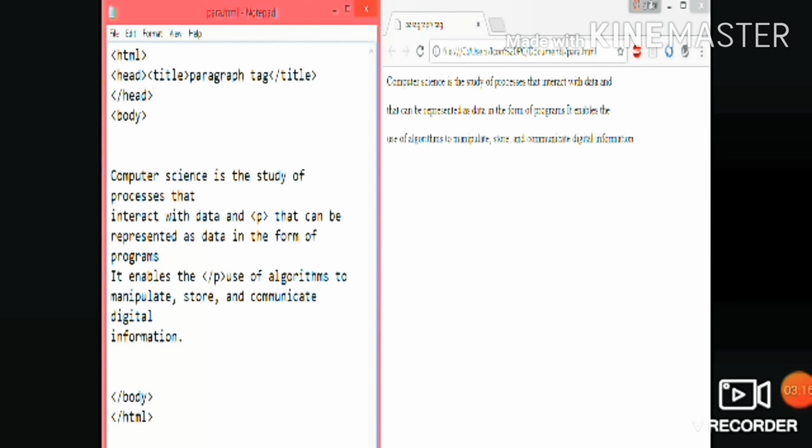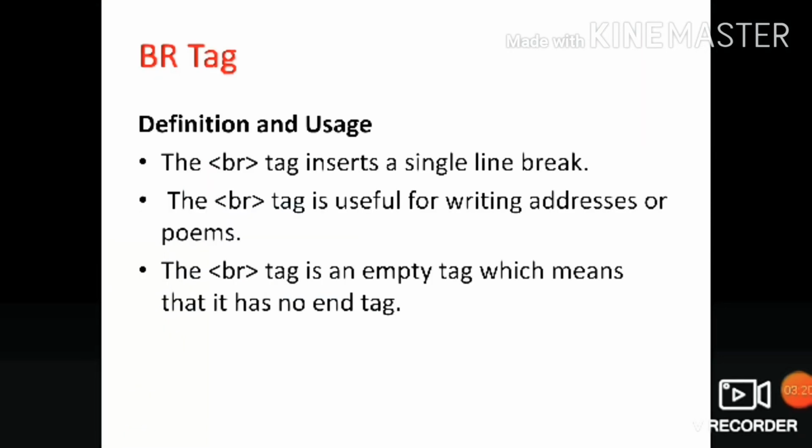Then our next tag is the br tag. The br tag inserts a single line break. It means to go to the next line we use a tag called the br tag. So where we have to break the sentence, at the end of that sentence we need to add the br tag. This tag is useful for writing addresses or poems.